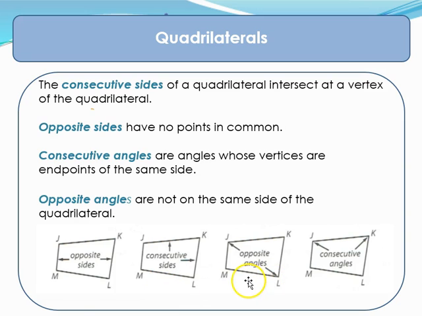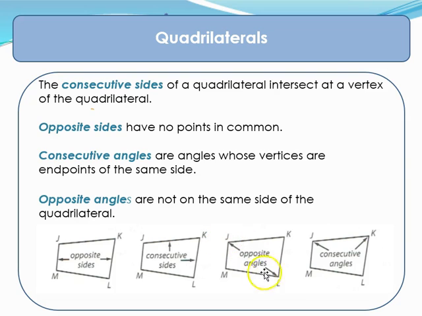Opposite sides have no points in common. So the opposite sides of quadrilaterals will not meet. They're not going to come together in your drawing so that they share any points. Consecutive sides, we've already gone over. Those are the ones that are right next to each other and have a vertex at the endpoint.